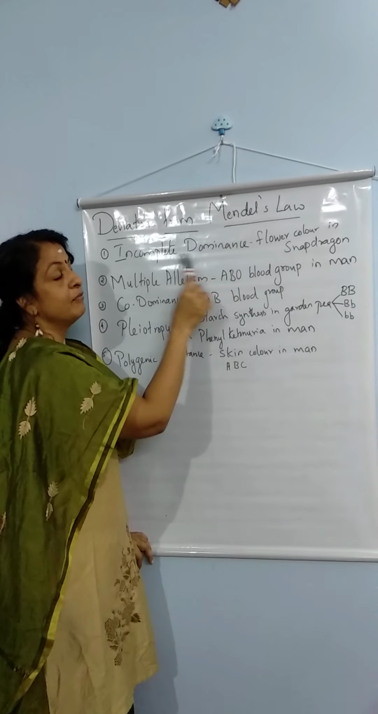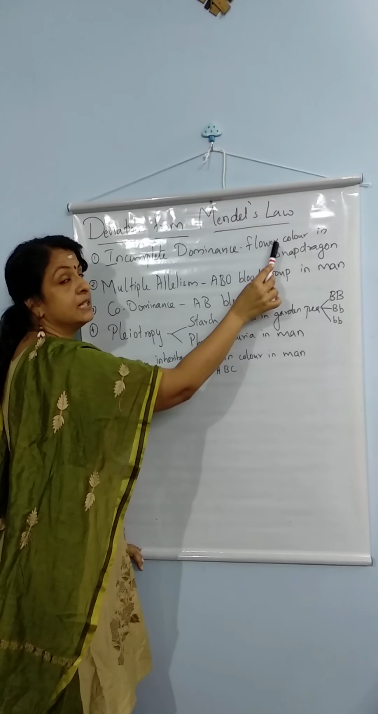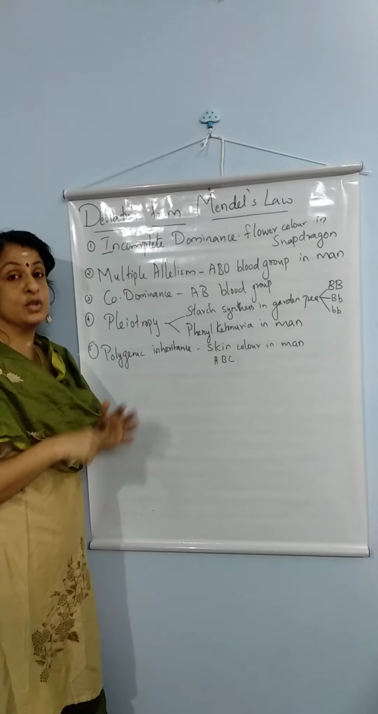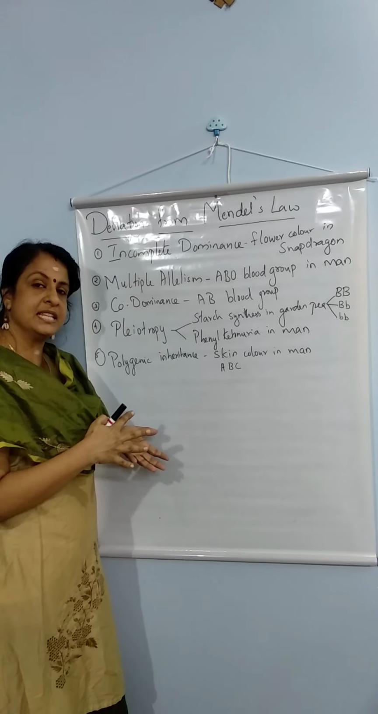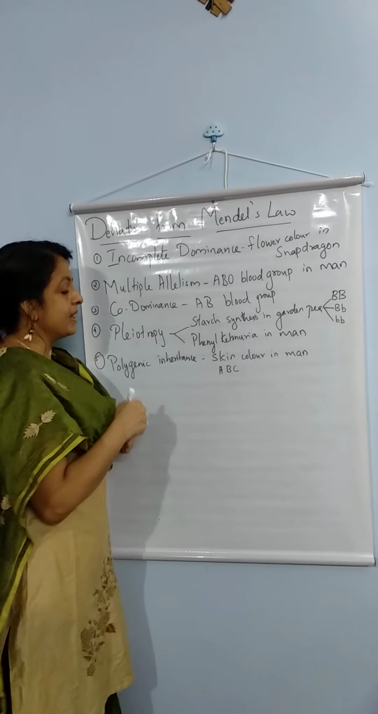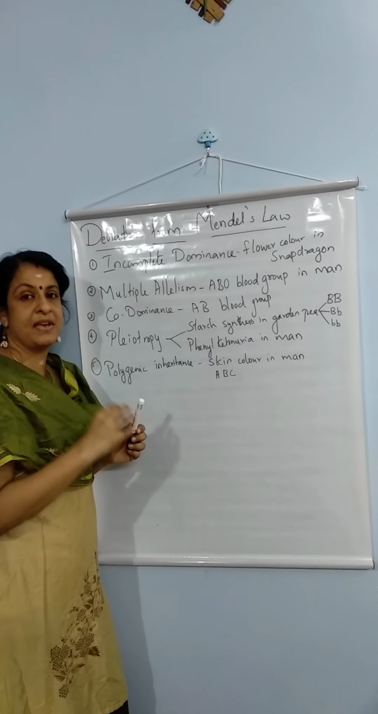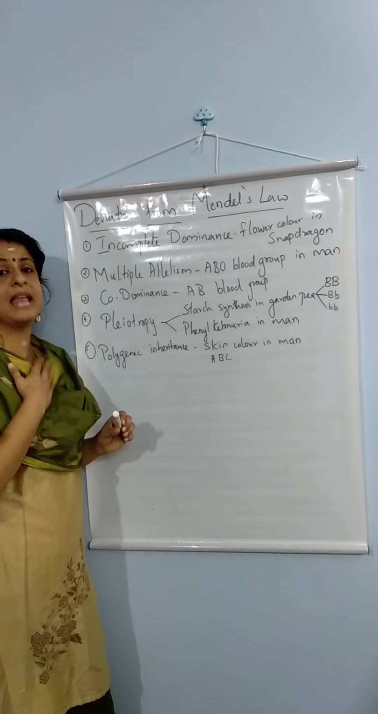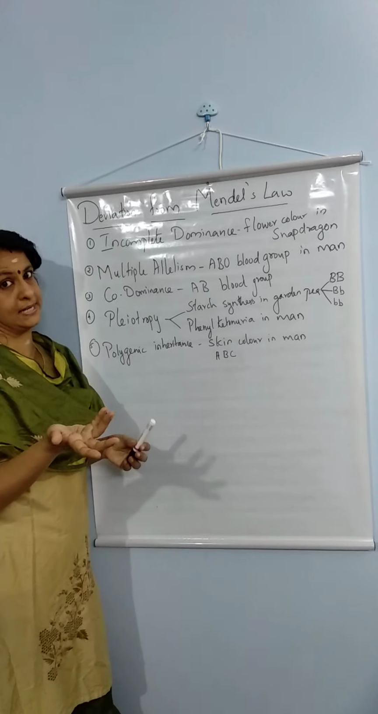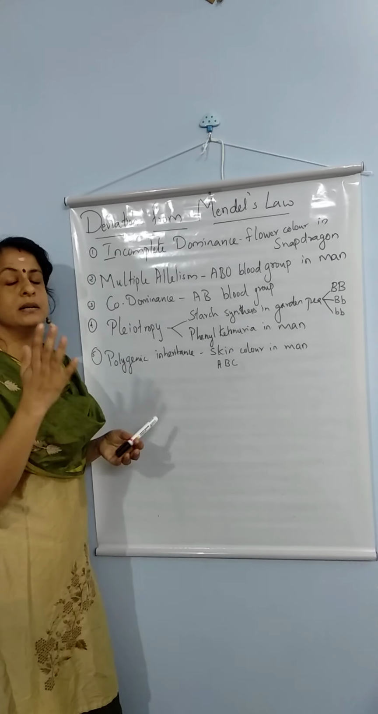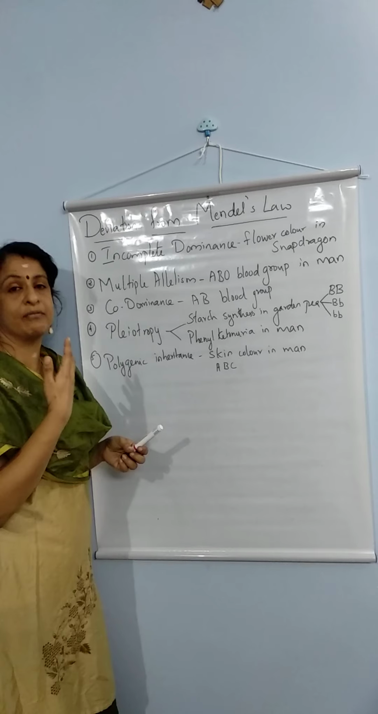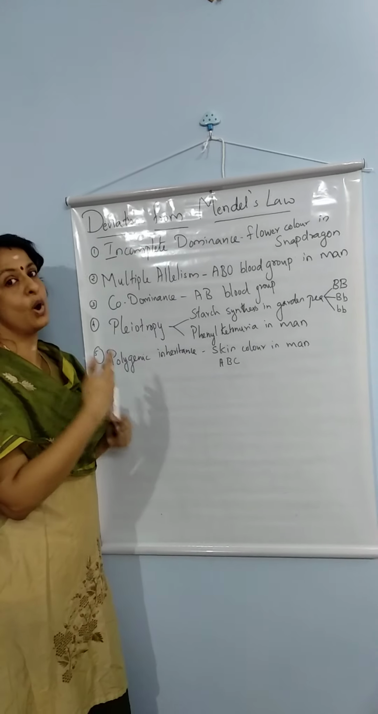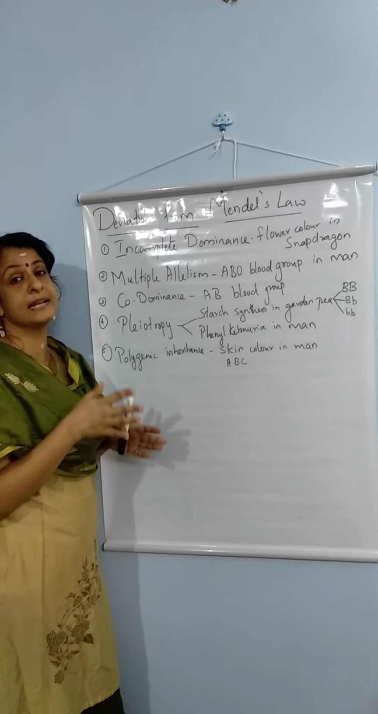The example for incomplete dominance is flower color in the plant snapdragon. In snapdragon, there are two varieties of plants, the red flowering type and the white flowering type. When the red flowering plants were crossed with the white flowering plants, in the F1 generation we would expect either red or white, depending on which is dominant. But to our surprise, the color of the F1 flowers was pink. That is not red, not white, but an intermediate color, pink.